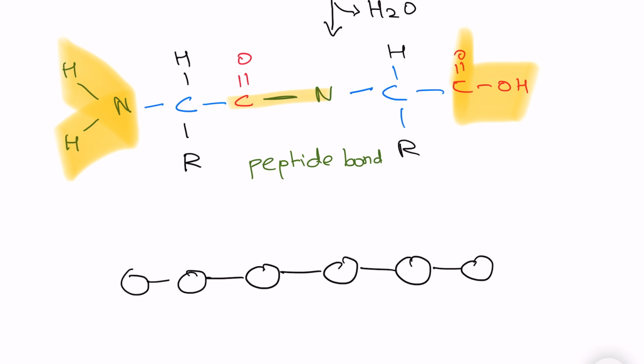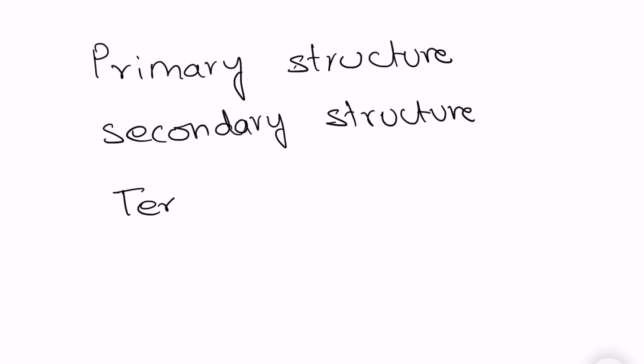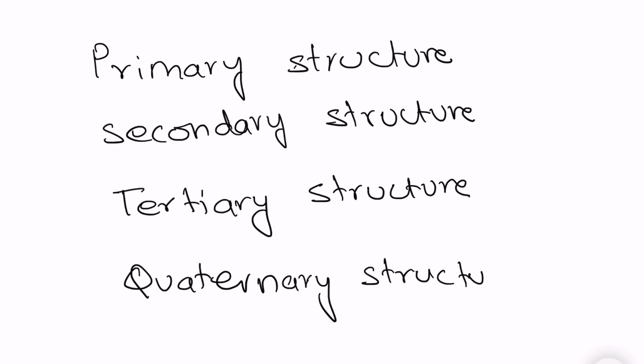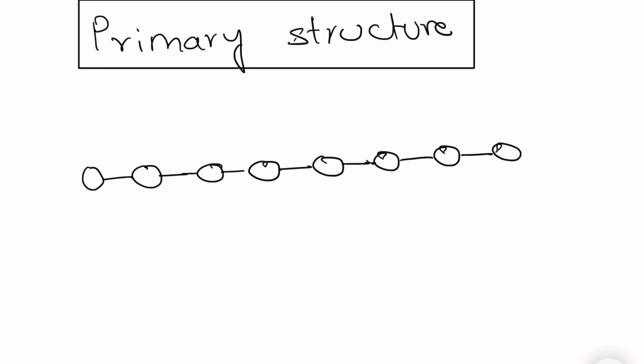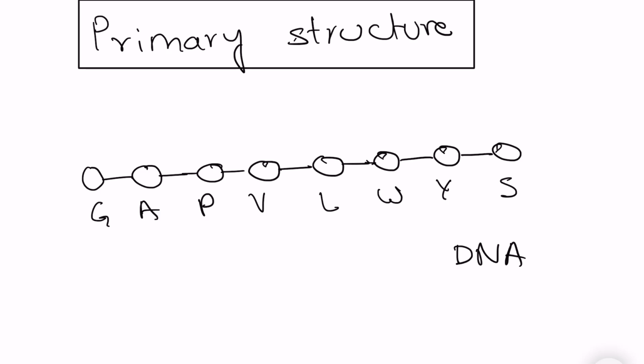Now, all the proteins in our body are not present in the form of straight chains. In fact, there are four different levels of organization of proteins. They are primary structure, secondary structure, tertiary structure, and quaternary structure. First of all, let's discuss primary structure. It simply deals with the sequence of amino acids in a protein chain. For example, this very small protein is made up of amino acids like glycine, alanine, proline, and so on. This sequence of amino acids is stored in our DNA, which we will discuss later.